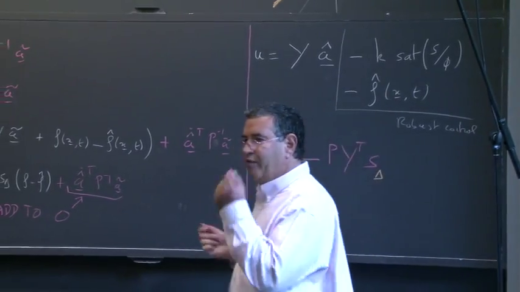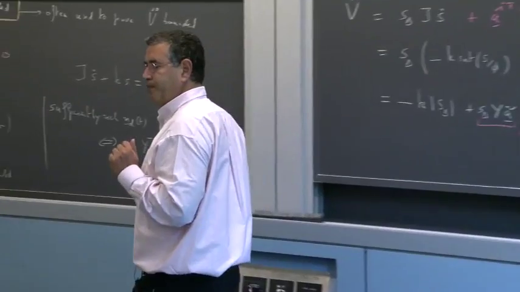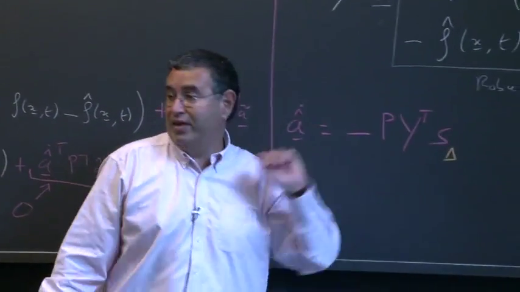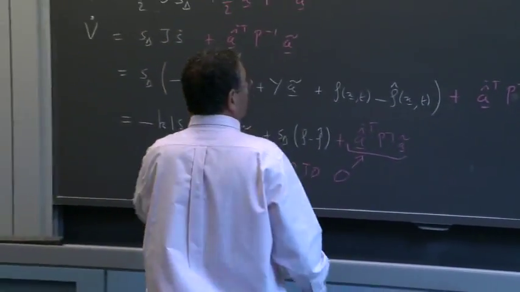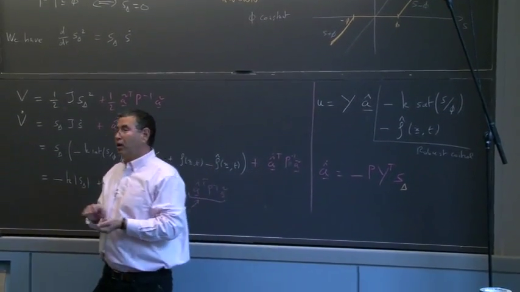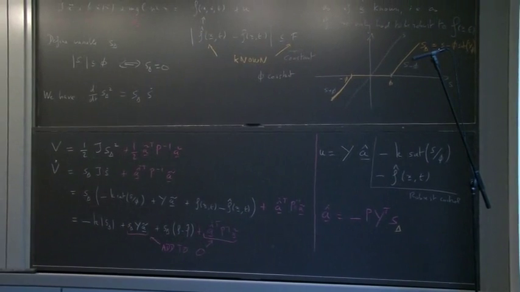What's the interpretation of having this S delta instead of S in the adaptation law? Before we had minus P y transpose S. Right now we have minus P y transpose S delta, where S delta again is this gadget. Why does it make sense? Of course, that's what the algebra tells us.